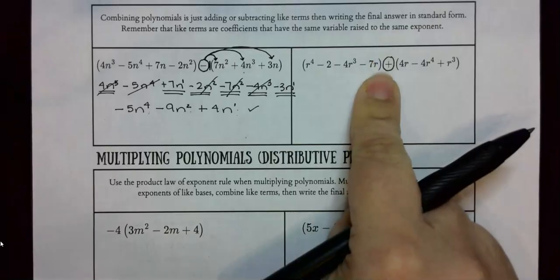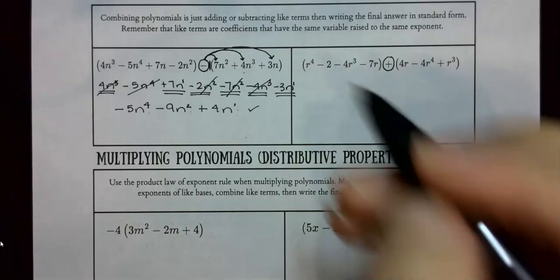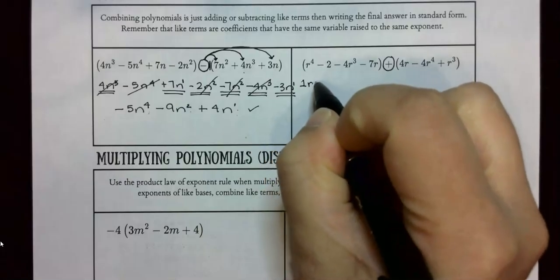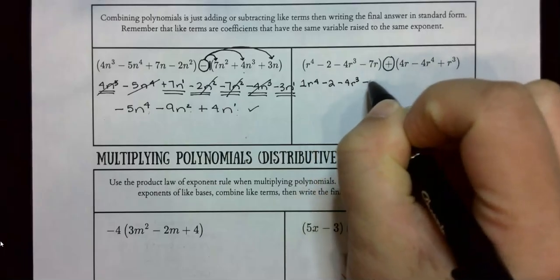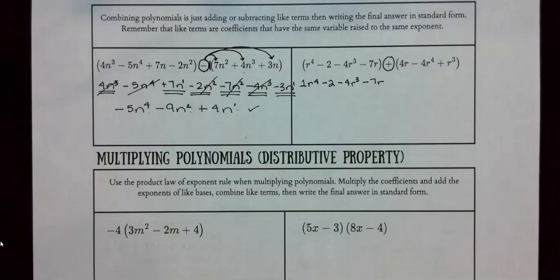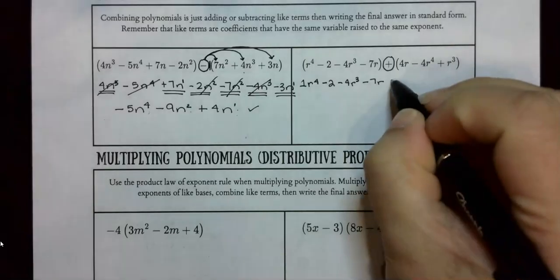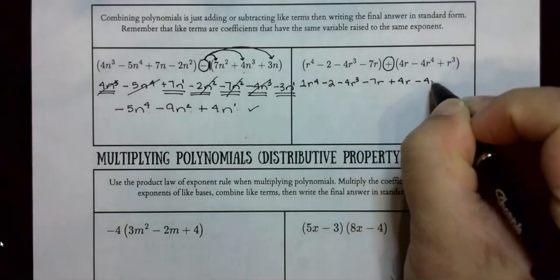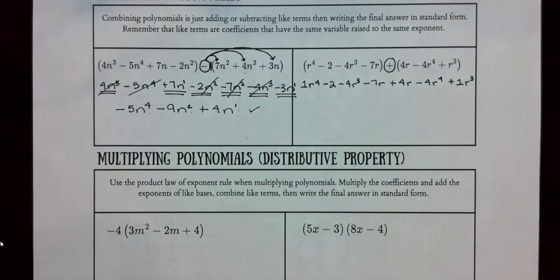So if you have this plus sign right here, that just means take everything out of the parentheses, but don't change them. So I'm going to bring this out as a 1r to the 4th minus 2 minus 4r to the 3rd minus 7r. So notice I brought everything out of the first one, didn't change a thing. I'm going to do the exact same thing. That's still a positive 4r minus 4r to the 4th and a positive 1r to the 3rd. So the only thing that I did different is anything that didn't have a coefficient, I put an understood 1 there. Okay. And now it's time for us to be able to combine like terms.